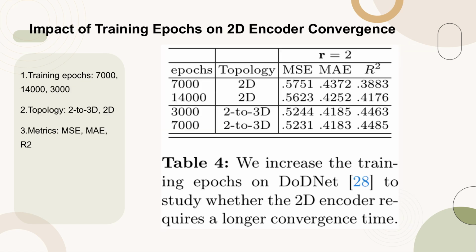Table 4 investigates the effect of increasing training epochs on the 2DNet model to determine if the 2D encoder requires more time to converge. The table presents data for different training epochs, 7,000, 14,000, 3,000, across two topologies, 2 to 3D and 2D. Key metrics evaluated include mean squared error, MSE, mean absolute error, MAE, and R-squared, R2. The results indicate that longer training epochs slightly improve performance, suggesting potential for further optimization.